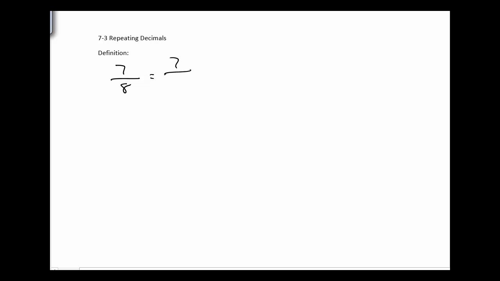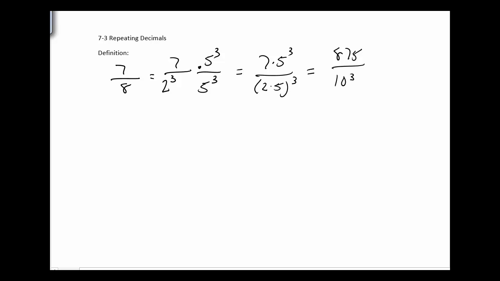If you remember, we took the denominator, rewrote it into its exponent form, and we wanted factors of 10. We wanted to have 10 in the denominator, so in this case I would multiply by 5 cubed, both numerator and denominator, which gives me 7 times 5 cubed over 2 times 5 to the third power, which is 875 over 10 cubed. Then we convert to the decimal 0.875, so it terminates at that point.